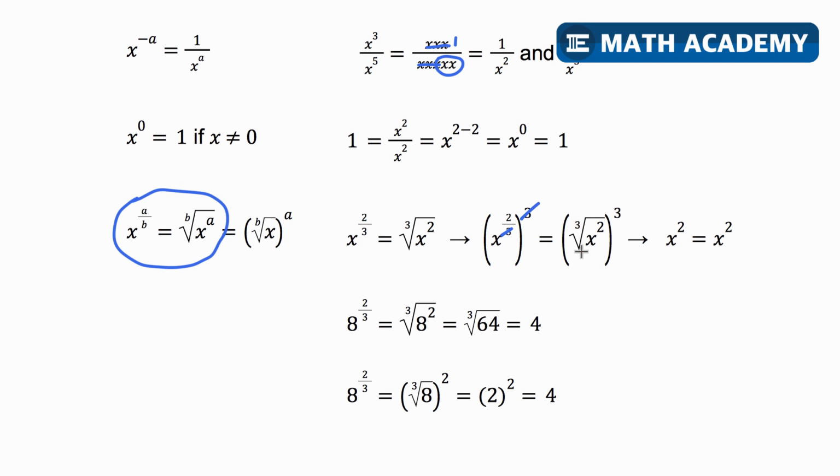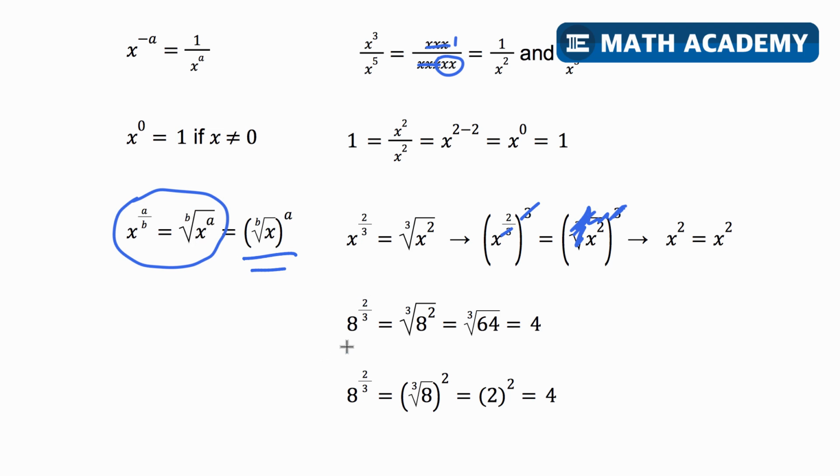On this side, the cube root of x squared raised to the power of 3, well, that would mean that raising something to the power of 3 and taking the cube root, these are inverse operations. They cancel each other out. So we'd just be left with this x squared here. So this became x squared, this became x squared, therefore x squared equals x squared. So both of these were equal to each other originally. It's going to work out so that this actually works too. So if we have the b root of x all raised to the power of a, that would be the same thing as the b root of x to the power of a.